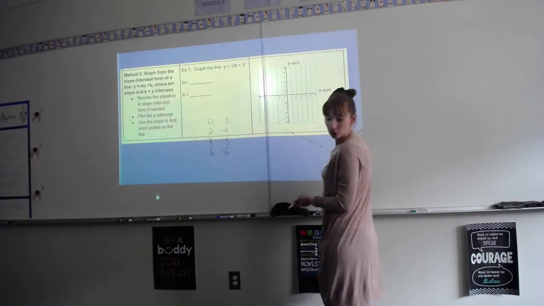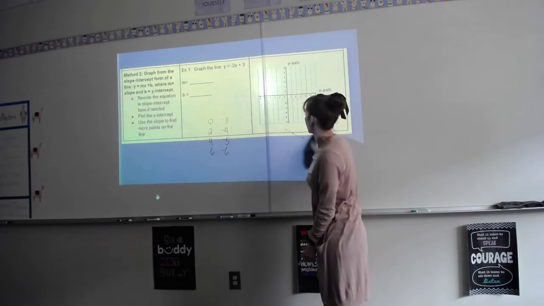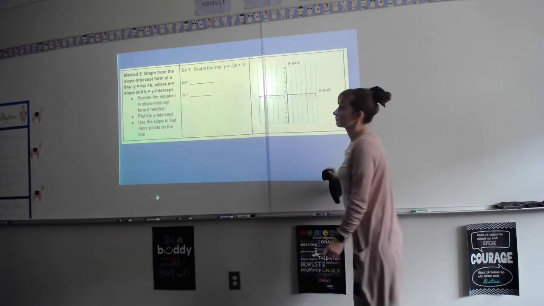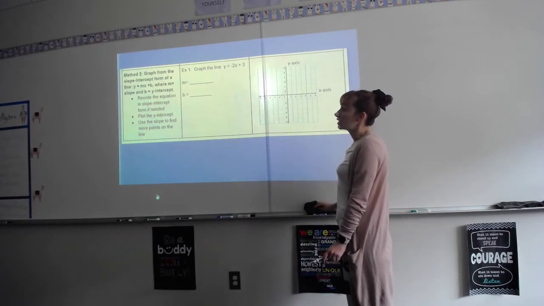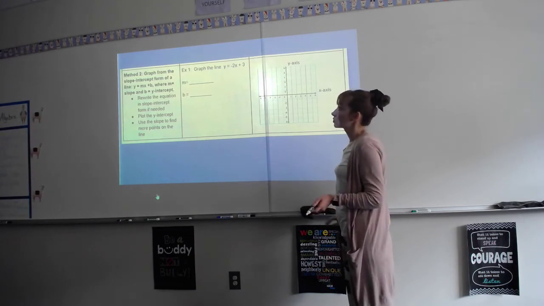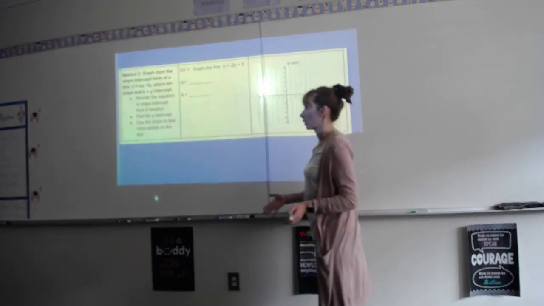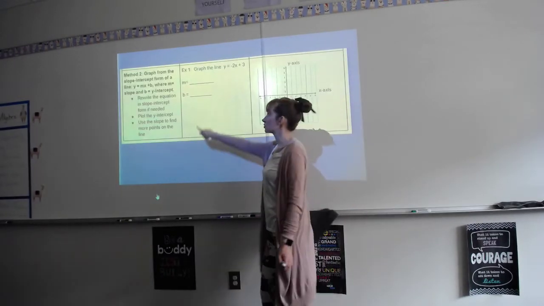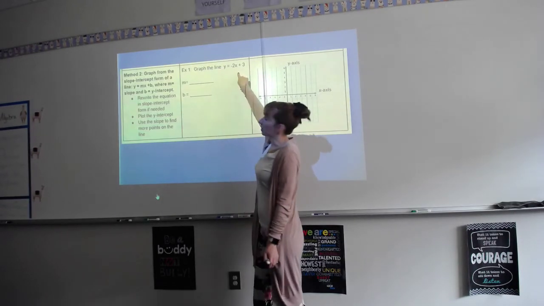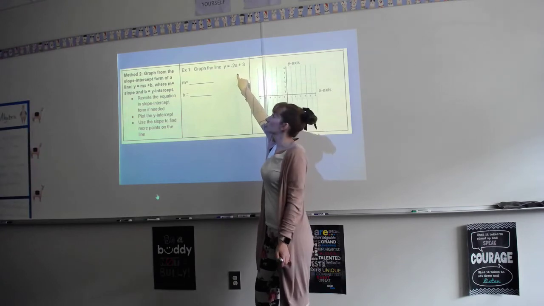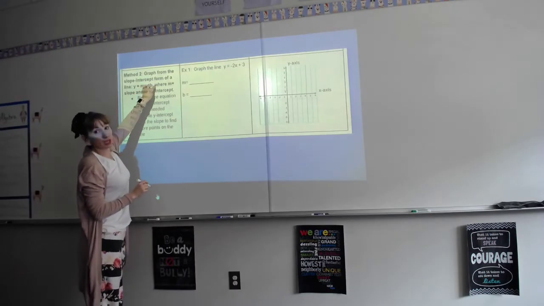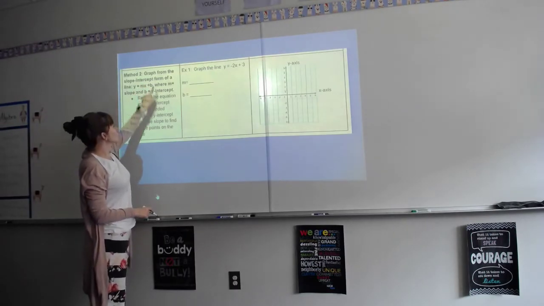Method 2 here, which is on the same page on your packet, right under method 1. So method 2 here is graph from the slope-intercept form of a line, y equals mx plus b, where m equals slope and b equals the y-intercept. So what we're going to do is we're actually going to graph from our equation. The first thing you need to do is rewrite the equation in slope-intercept form if needed. But looky here, your equation's in slope-intercept form. Remember, our slope-intercept form is y equals mx plus b, where m is our slope and b is our y-intercept.